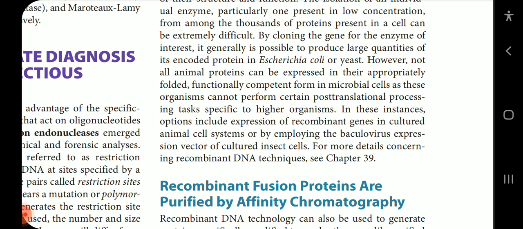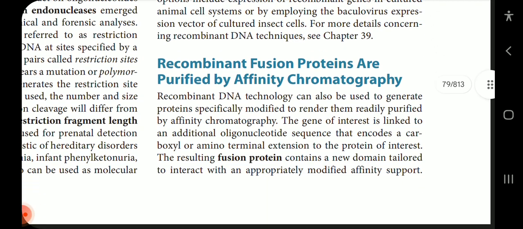However, not all animal proteins can be expressed in their appropriately folded, functionally competent form in microbial cells, as these organisms cannot perform certain post-translational processes specific to higher organisms. In these instances, options include expression of the recombinant gene in cultured animal cell systems or by employing the baculovirus expression vector in cultured insect cells. For more details, see later chapters.